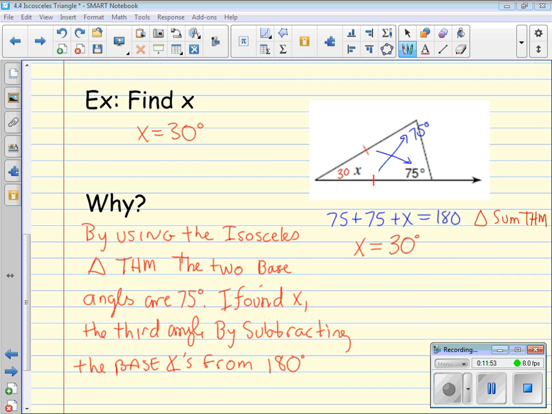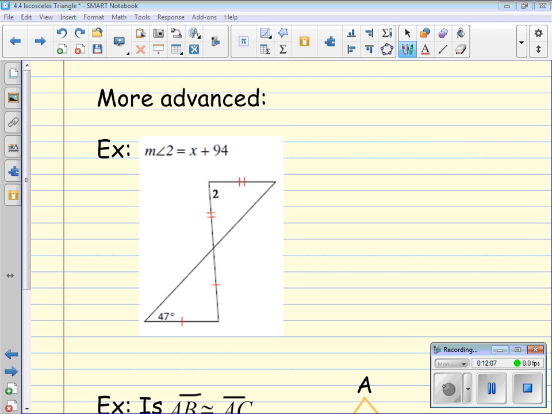All right. By using the Isosceles Triangle Theorem, the two base angles are 75. I found x, the third angle, by subtracting the base angles from 180. Okay, that's all I did. I just put it in writing form. Let's move on.